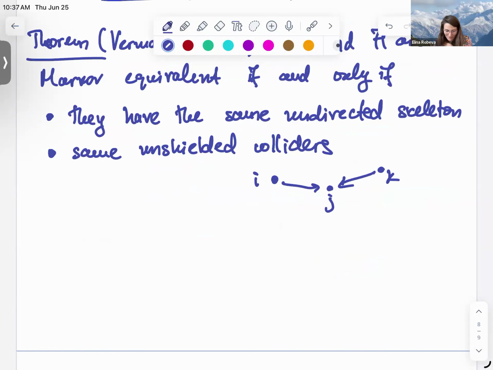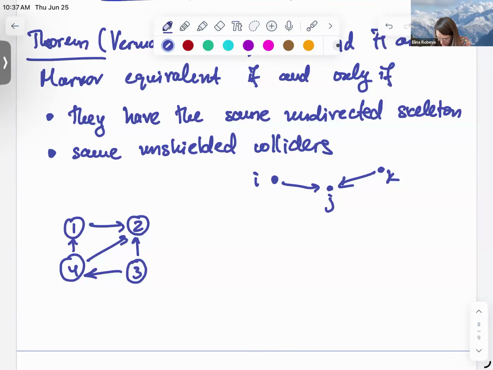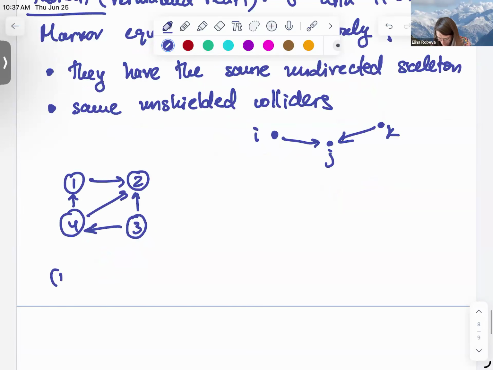Okay, and so maybe I'll leave you with two examples to try to figure out which graphs are Markov equivalent to this one and to another one. To this one and to this one. Okay, thanks.